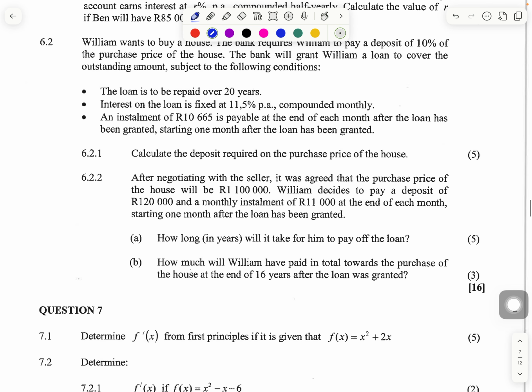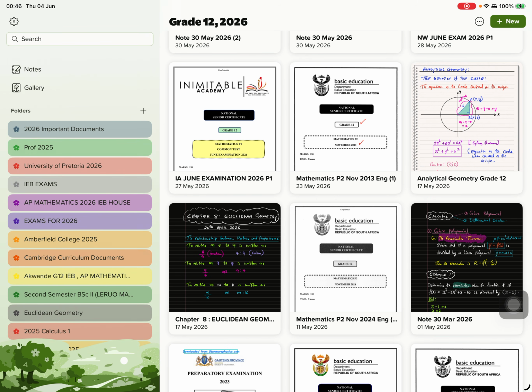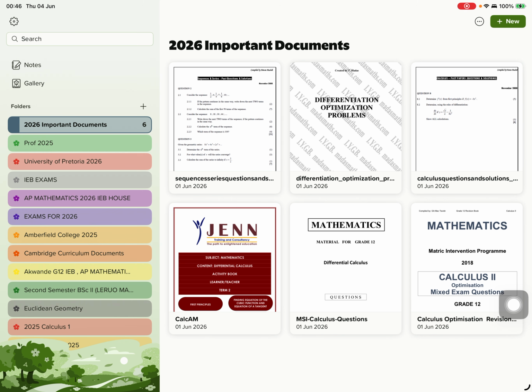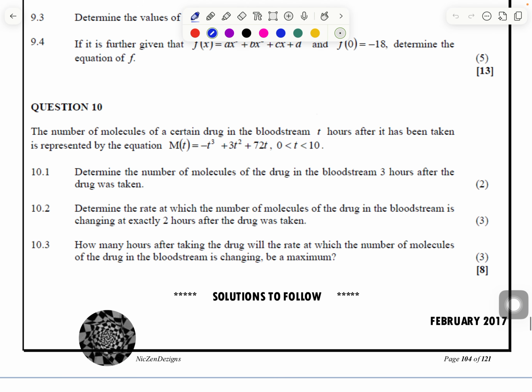Okay. And then I was going through some document here on calculus. It's this one. You can go and look at it. February 2017, it was question 10. All right, they give you the equation, which is between 0 and 10. They say determine the number of molecules of the drug in the bloodstream 3 hours after the drug was taken. So you take 3 and you plug it there.